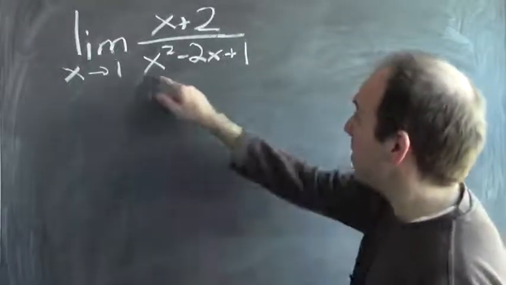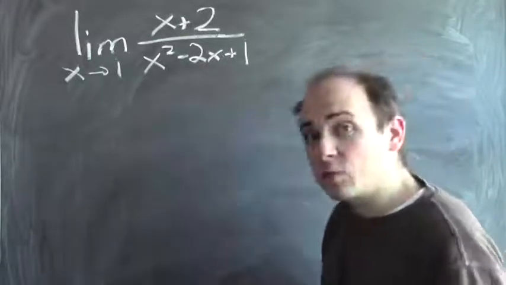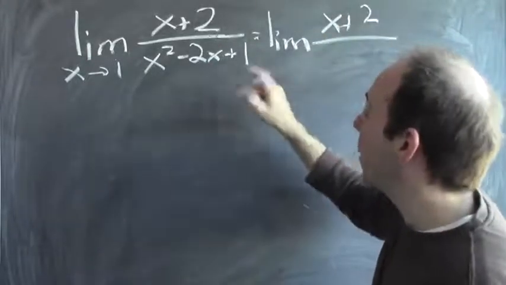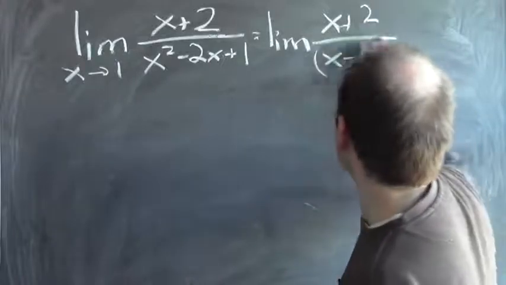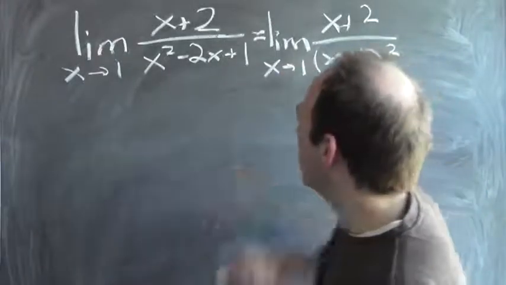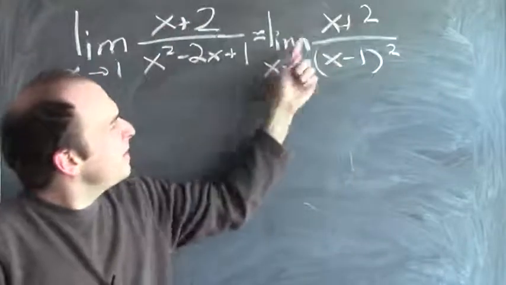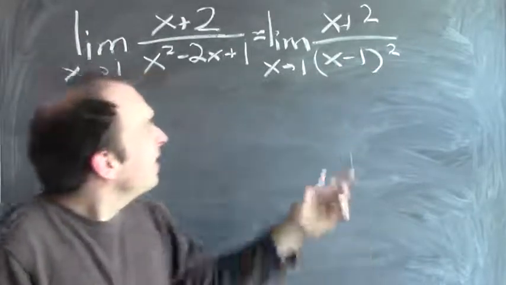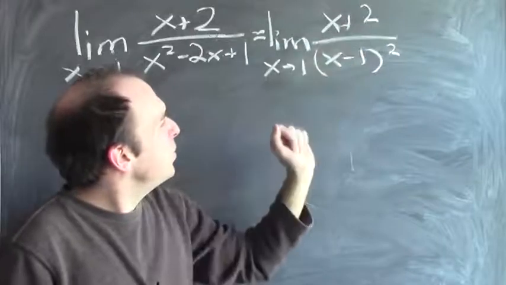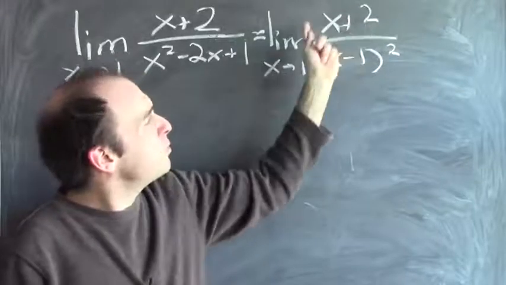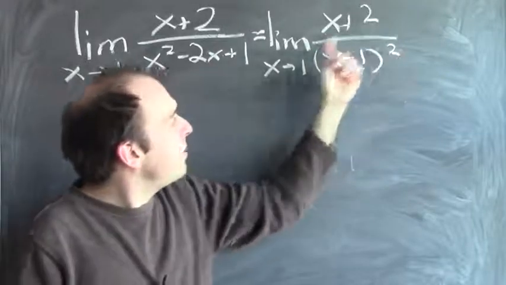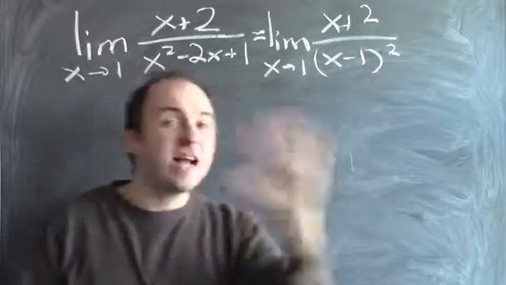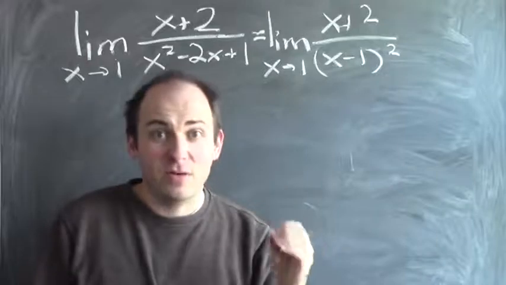Well, I could also notice that the denominator factors. x squared minus 2x plus 1 is x minus 1 squared. So instead of evaluating this limit, I could try to look at this limit, the limit of x plus 2 over x minus 1 squared as x approaches 1. Now, what do I know? The numerator is x plus 2, and if x is close to 1, I can make x plus 2 close to 3. What about the denominator? A number close to 1 minus 1 squared is a number close to 0. But not just a number close to 0. It's a positive number close to 0.